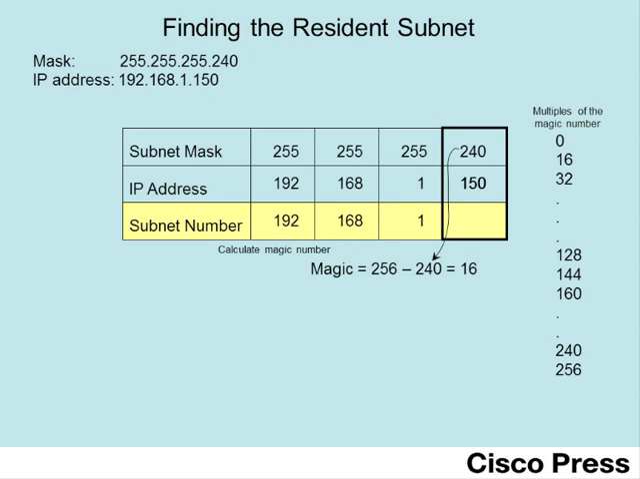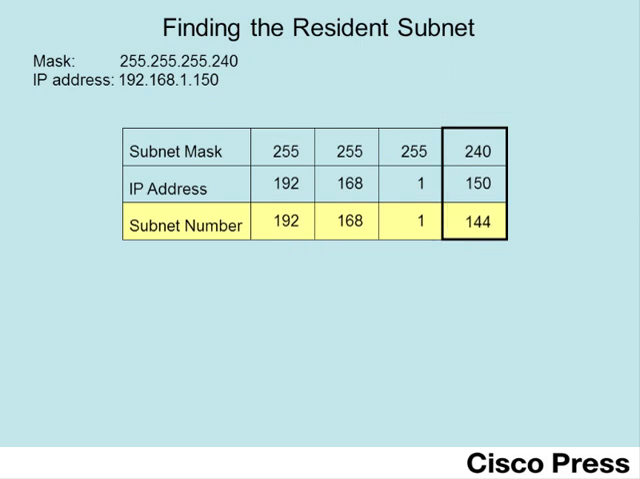And then you compare that list to the IP address's value in the interesting octet. In this case, that value was 150. We want to pick the multiple of 16 that's closest to 150, but not larger than 150. So if you take 150 and scan down the list, you see that it's closest to 144 and 160, but of course 160 is larger. So we pick 144, and that'll be our value for the subnet number in the fourth octet. That gives us a subnet number of 192.168.1.144.